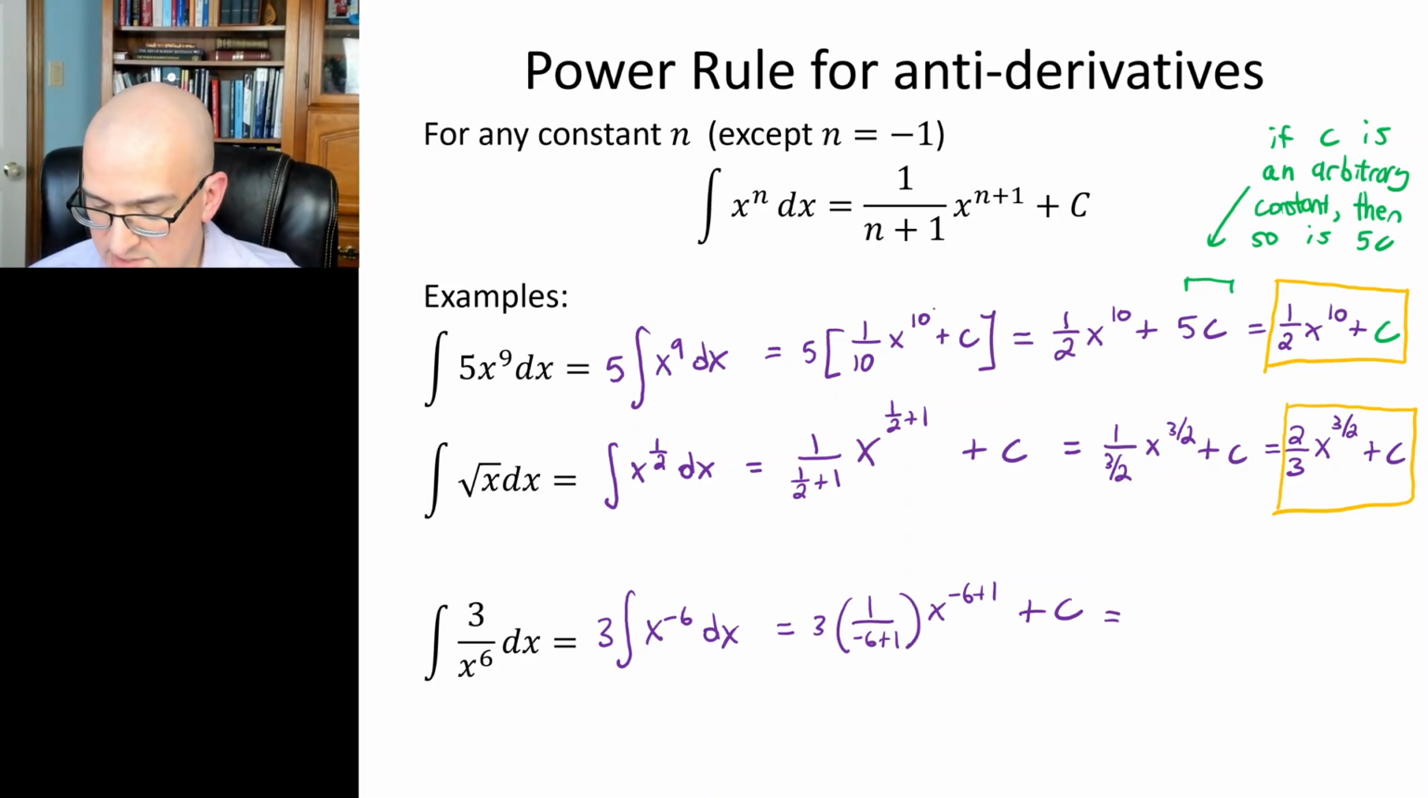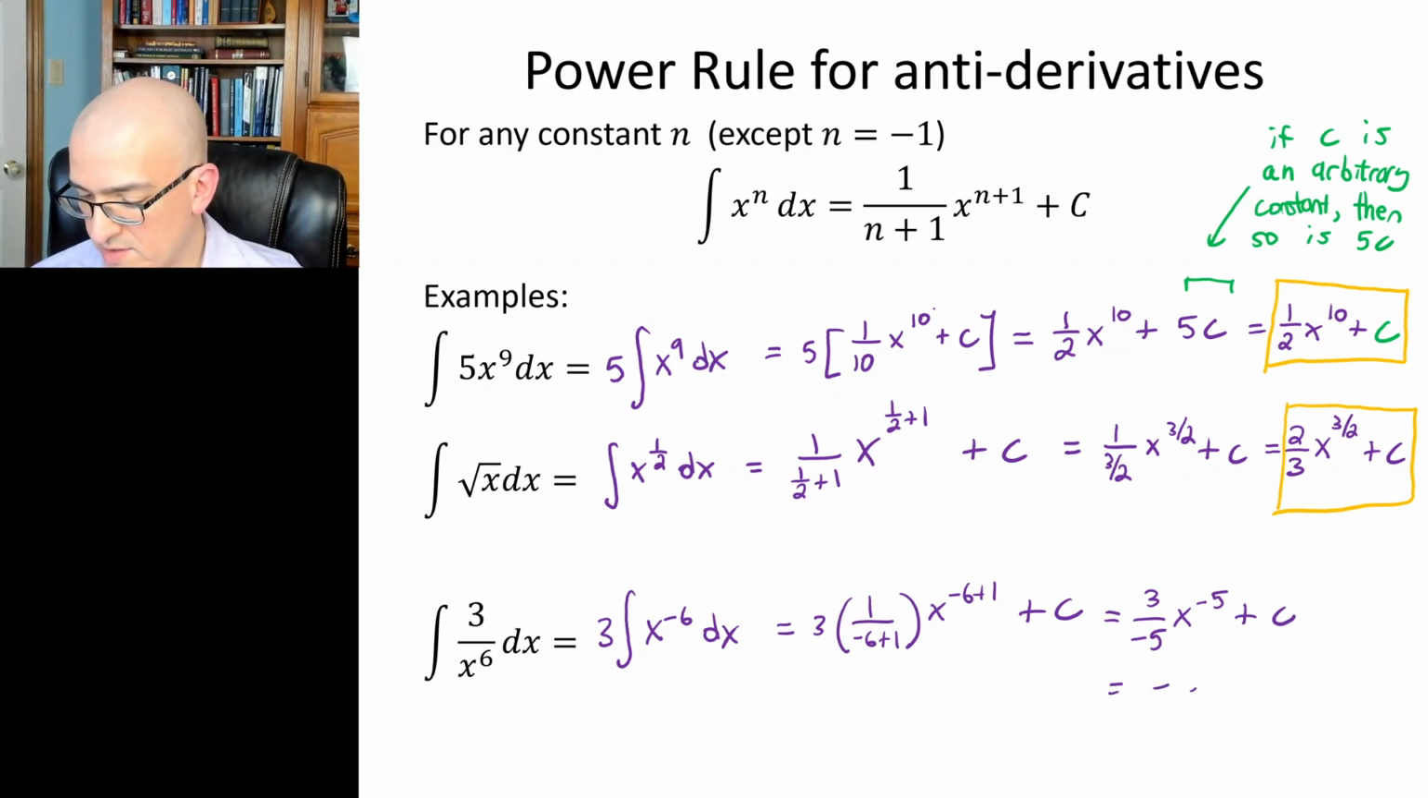And then we can clean this up. We have 3 divided by negative 5 times x to the power of negative 5 plus c, which I'll write in a better looking way. Everyone gets weirded out when the minus sign is down in the denominator. Negative 3 over 5, x to the negative 5 plus c.